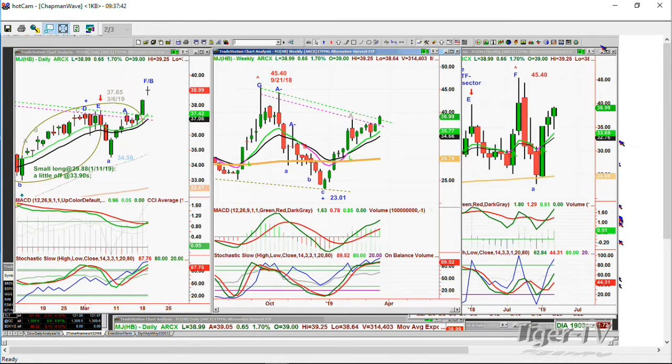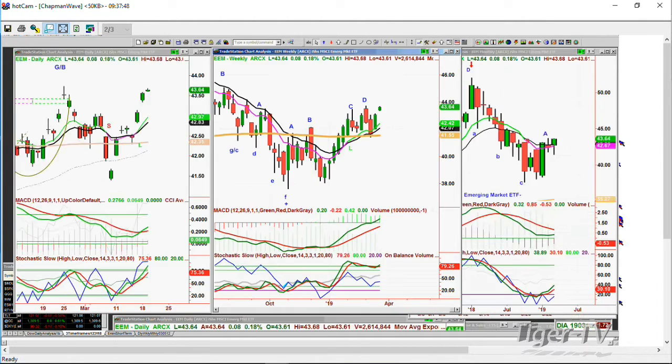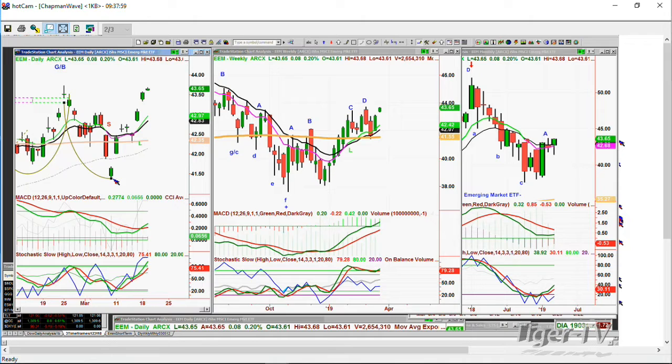Next question I had was the EEM. This is the iShares Emerging Market Index, and it's trying to test, here we are. This is the same thing, cup formation. Just to make it easy, I'm drawing a second cup formation. Here we go, 1, 2. I'm just doing it like that for now.